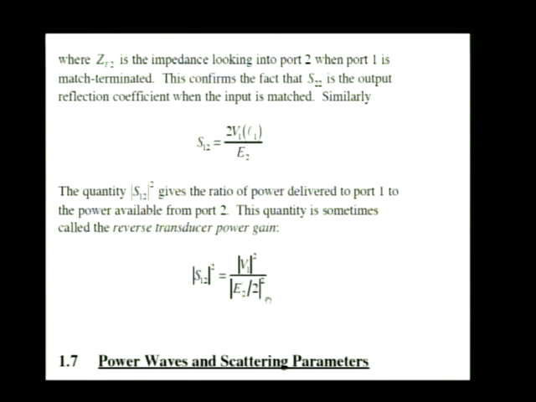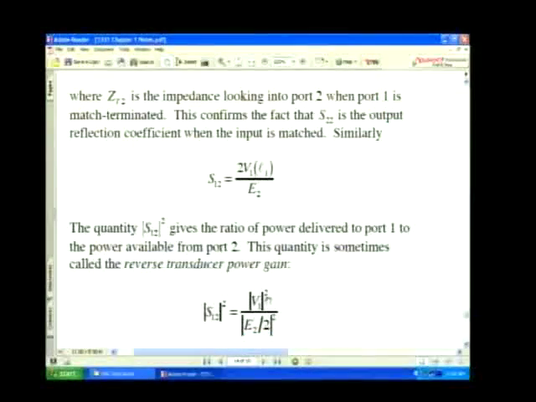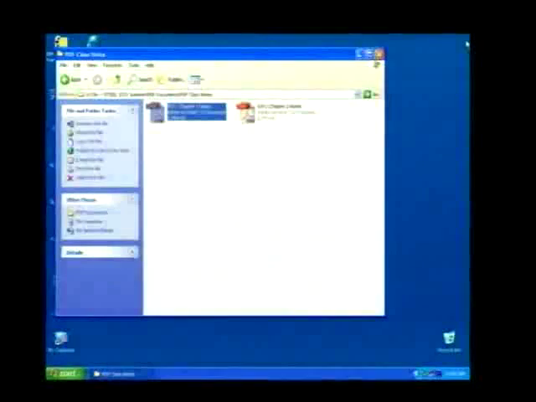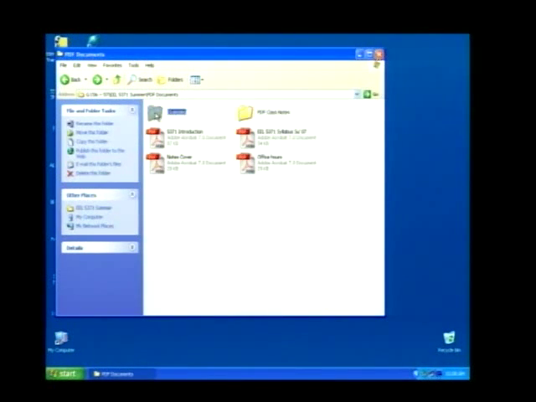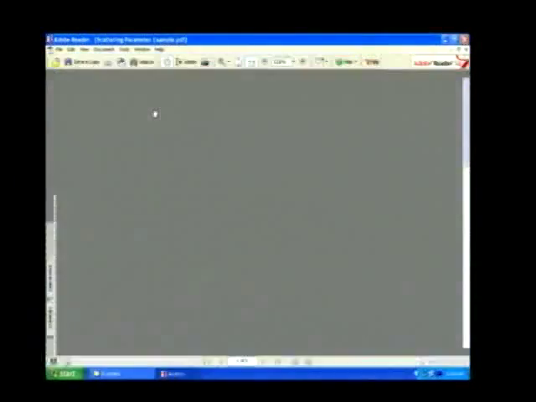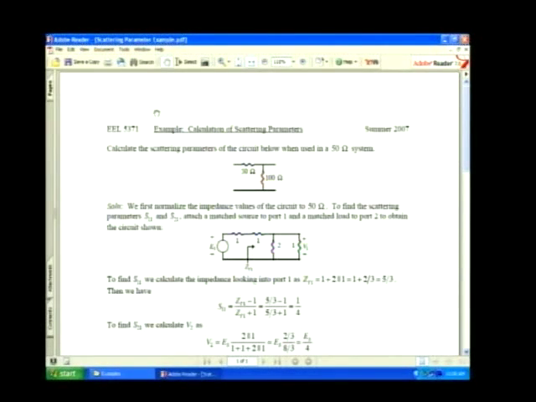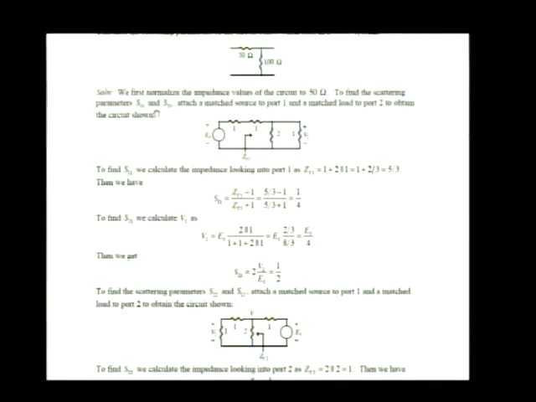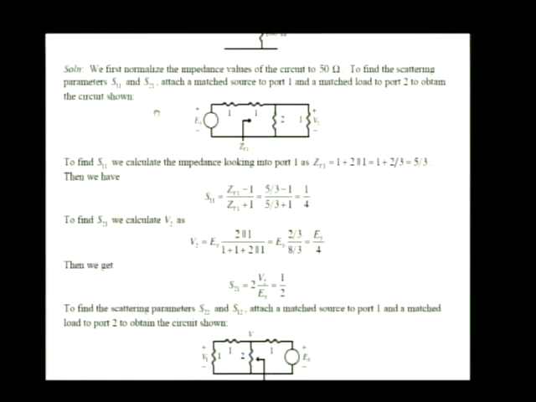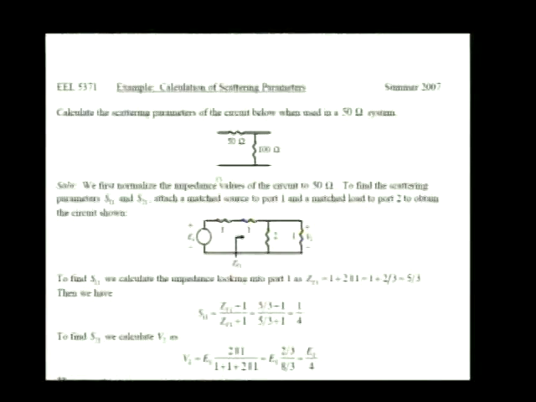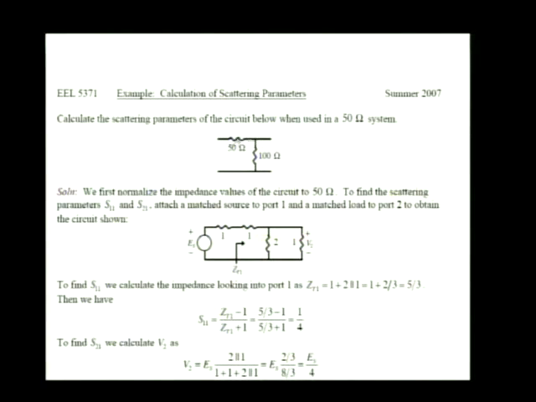Okay. Now, let's take a look at an example of the use of these formulas for the scattering parameters of a simple circuit. Here's a very simple circuit. Couldn't get much simpler than this.